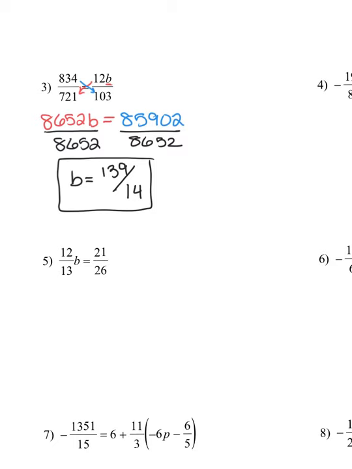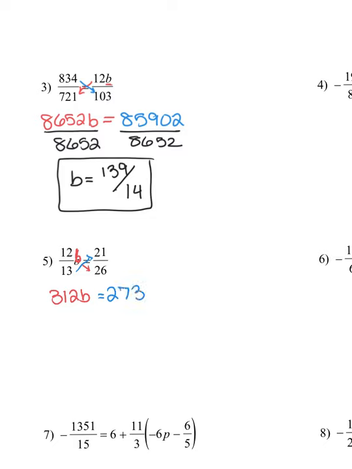If I look at number 5, easiest way to do that, since the b is here after the fraction, I would recommend just rewriting it up top. And again, then we're going to cross multiply. So 12b times 26 is 312b. If I go the other way, 13 times 21 is 273.